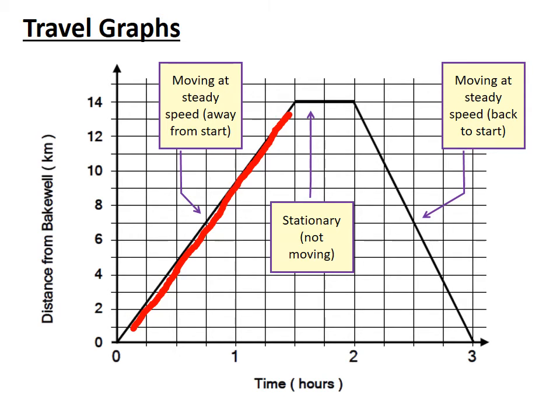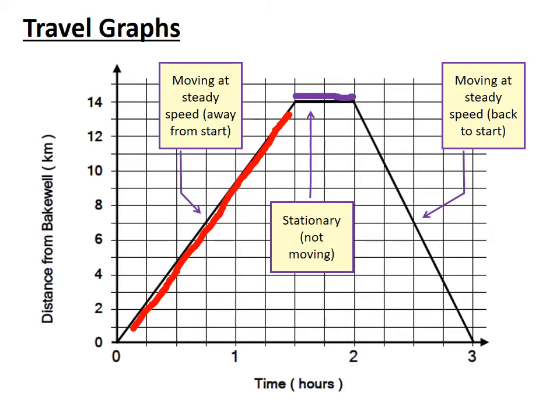The next section of the graph is at the top here. I'm going to do that in a different color. Now this is a flat horizontal line, and when you see a flat horizontal line on a distance-time graph, it means the object is stationary, it is not moving, and its speed would be 0.